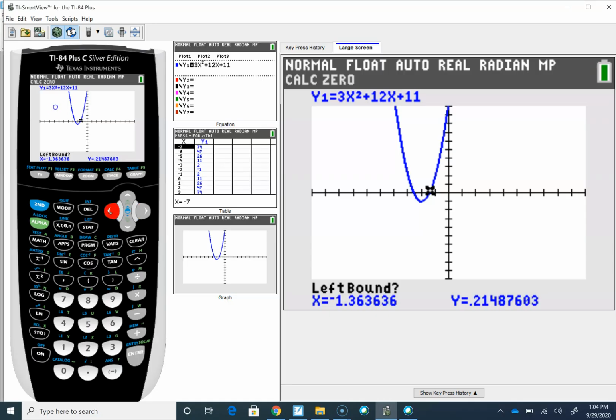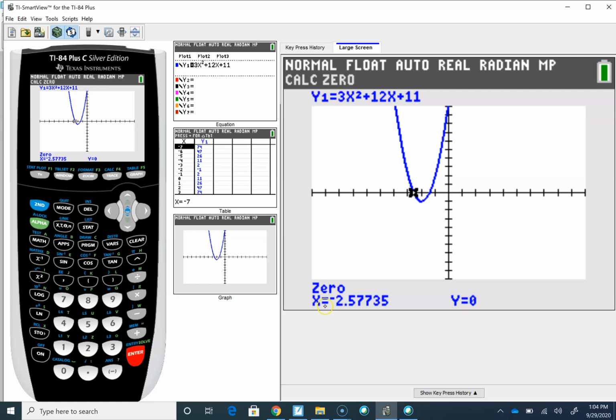And here it comes. So I'm to the left of this point right here. So I'm going to push enter. And then it says right bound, so I'm going to go to the right of it. Just over it. Notice I'm to the right of this point right there. I'm going to push enter. Notice that the 0 is in between it. I do not want to guess, so I'm just pushing enter.